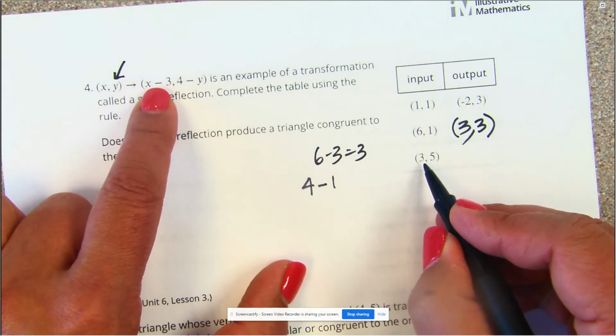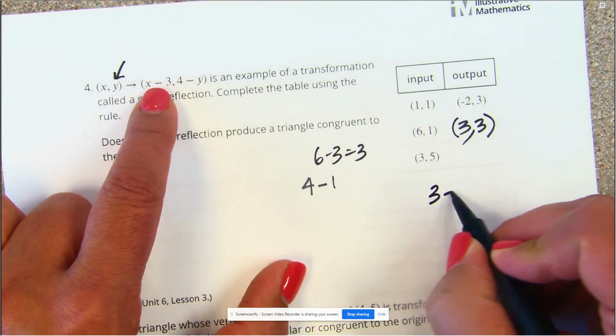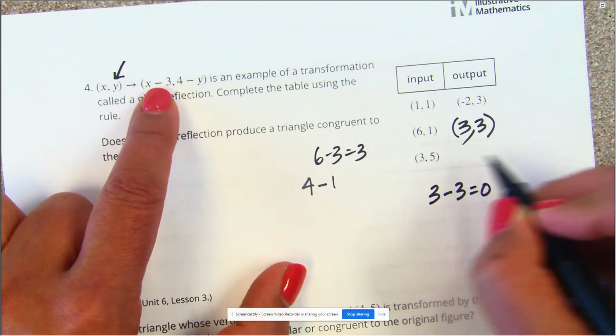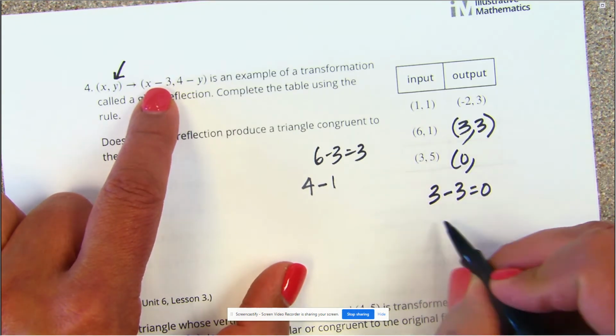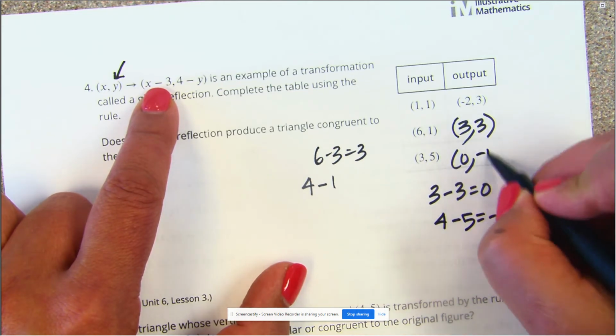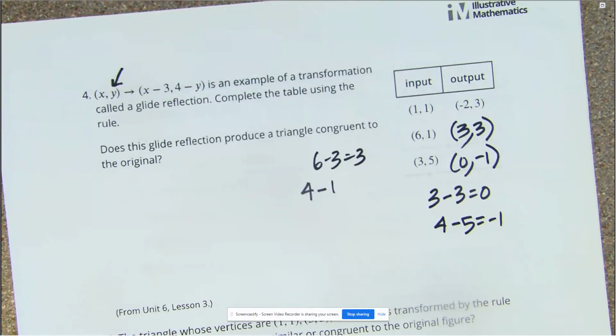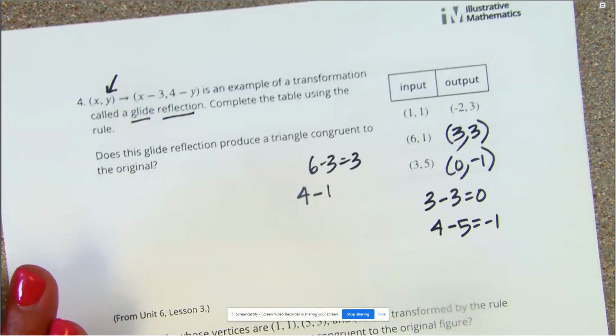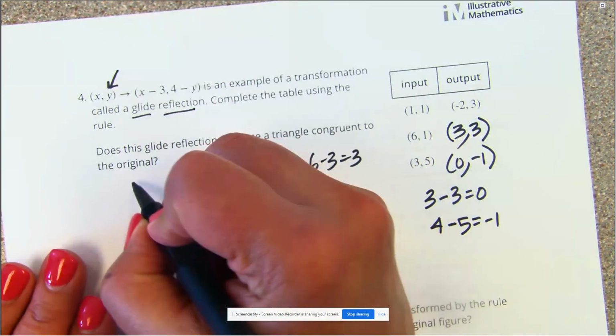This one, I'm supposed to do 3, this number take away 3, which would give me 0. And then it says to do 4 minus the y coordinate, negative 1. And I said, would it be congruent? Well, which transformations produce congruent figures? Translations, reflections, and rotations. And this is a combination of a slide and a reflection, which are both rigid transformations. Yes.